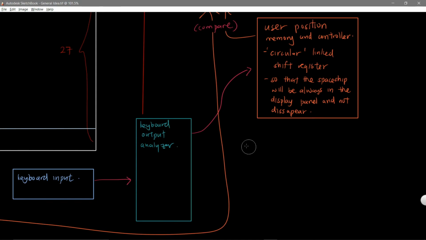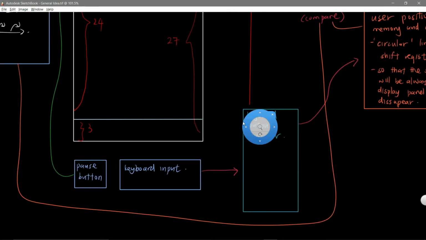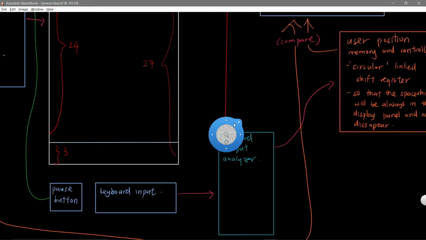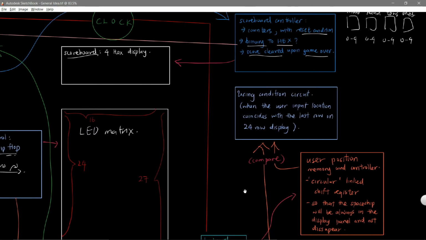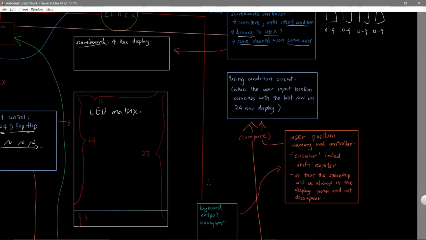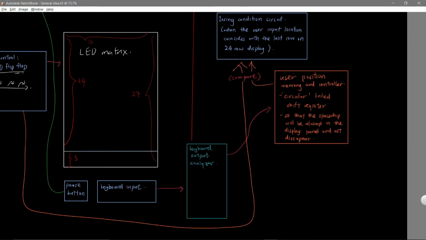We want that. And finally, we want a keyboard system. We want a keyboard output. The keyboard output is connected by the fastest clock. It sends information to this user position to tell if the spaceship should move in which direction.